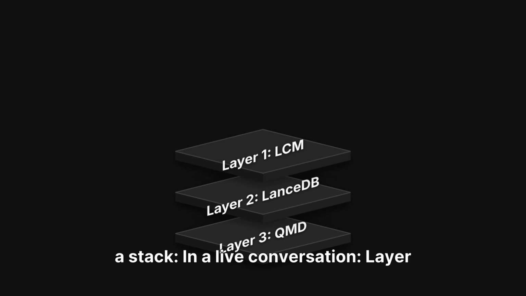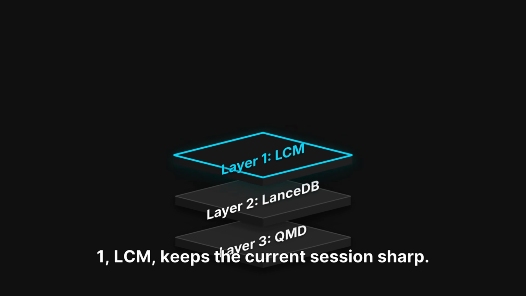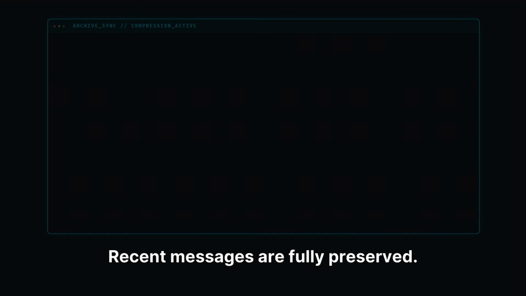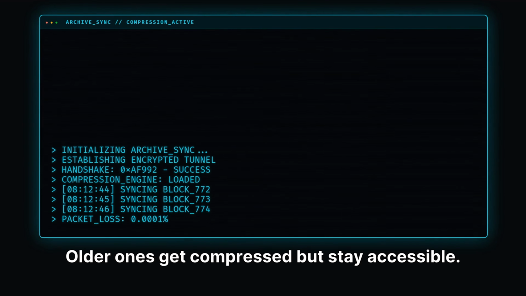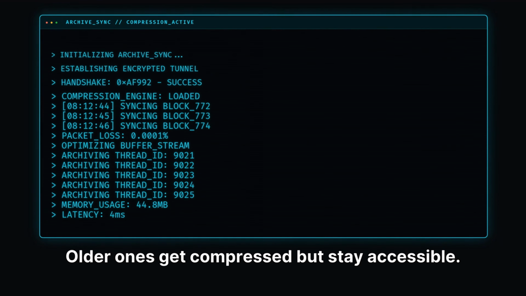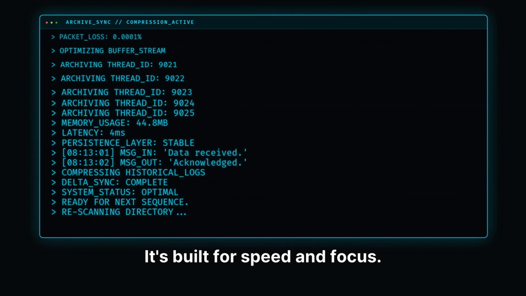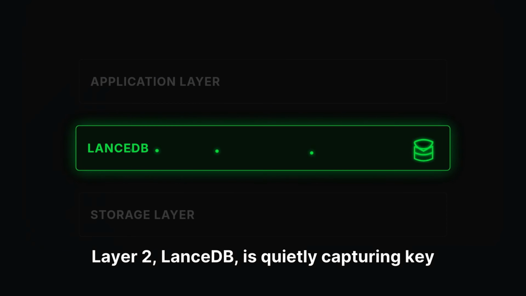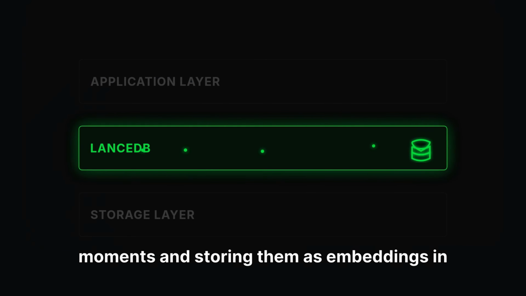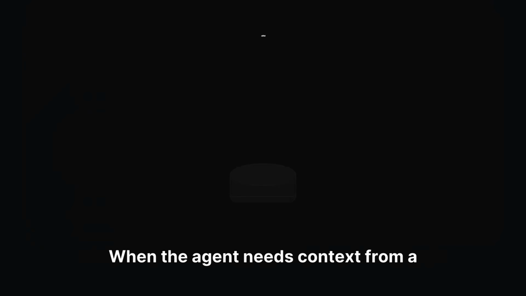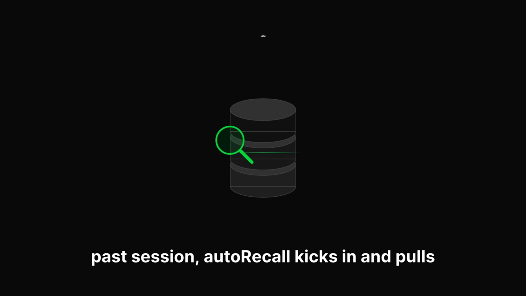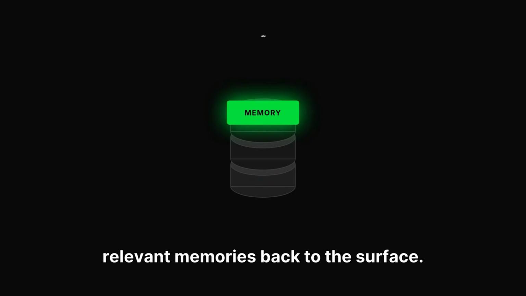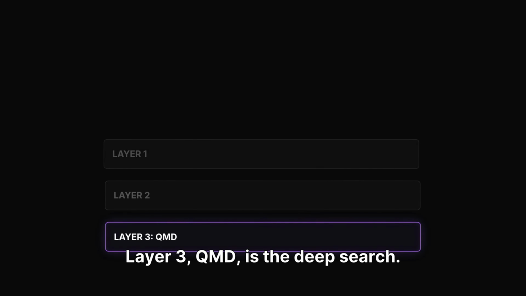Here's how the 3 layers work as a stack. In a live conversation, Layer 1 LCM keeps the current session sharp. Recent messages are fully preserved. Older ones get compressed but stay accessible. It's built for speed and focus. Layer 2, LanceDB, is quietly capturing key moments and storing them as embeddings in the background. When the agent needs context from a past session, auto recall kicks in and pulls relevant memories back to the surface. Layer 3 QMD is the deep search.